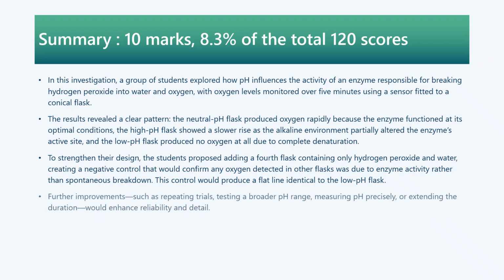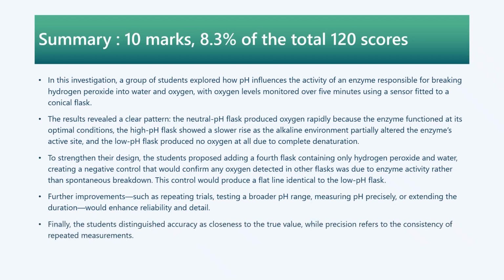Further improvements, such as repeating trials, testing a broader pH range, measuring pH precisely, or extending the duration, would enhance reliability and detail. Finally, the students distinguished accuracy as closeness to the true value, while precision refers to the consistency of repeated measurements.